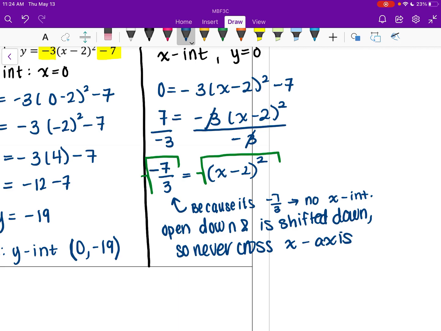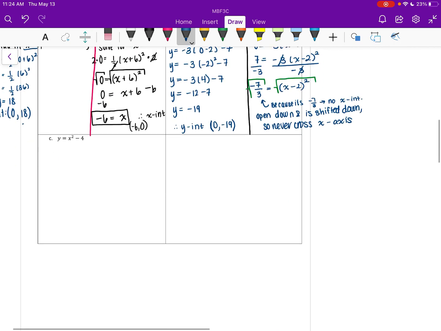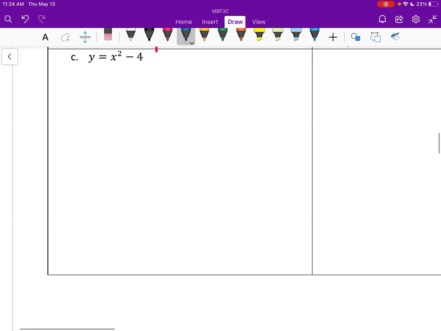Alrighty. So let's go on and do this one. We're going to do the same thing. We're going to find our y-intercept and our x-intercept. This one, we're starting off with our y-intercept just because it's the easiest one to find. The y-intercept is when x is equal to 0. So let's put that in.